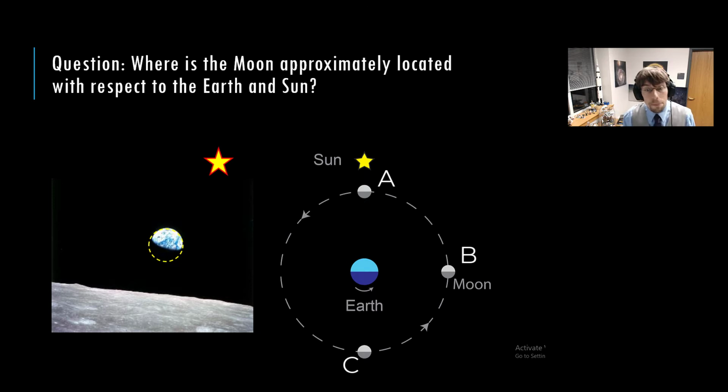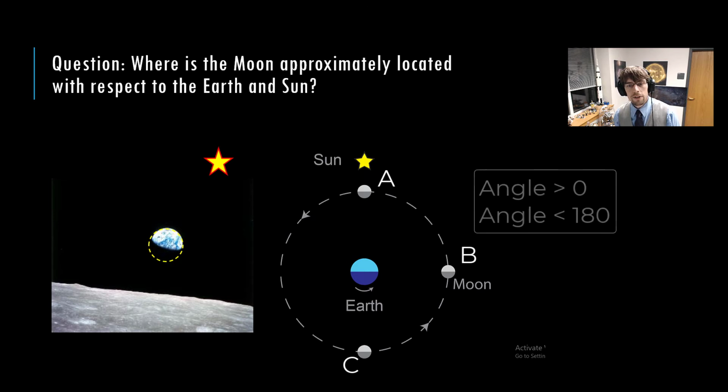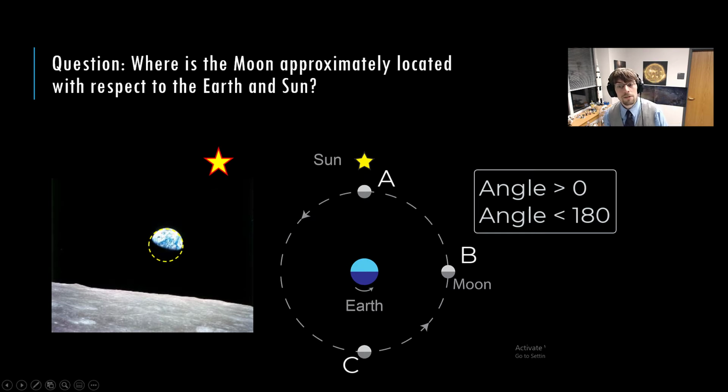Well, let's think about B, as in boy. If I'm standing on the moon and I point towards the earth, I point this way, and I point towards the sun, I get some angle between my arms that's greater than 0 degrees, but it's less than 180. Now, you could probably approximate even more, but that's good enough.